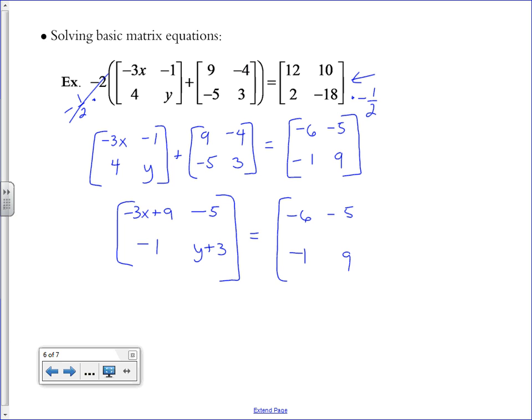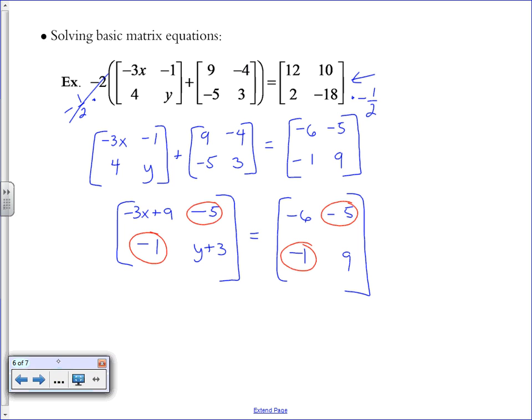And now you should notice I have a 2 by 2 matrix equaling a 2 by 2 matrix. And if you look at the elements that we actually have completely solved, we've got -1 here corresponding with a -1 here. And we've got a -5 here corresponding with a -5 here. So these matrices are going to be equal. We just need to solve the equation for x.